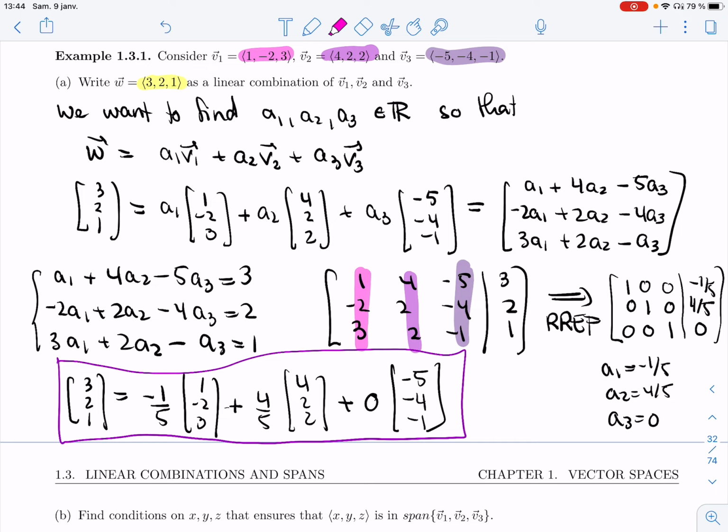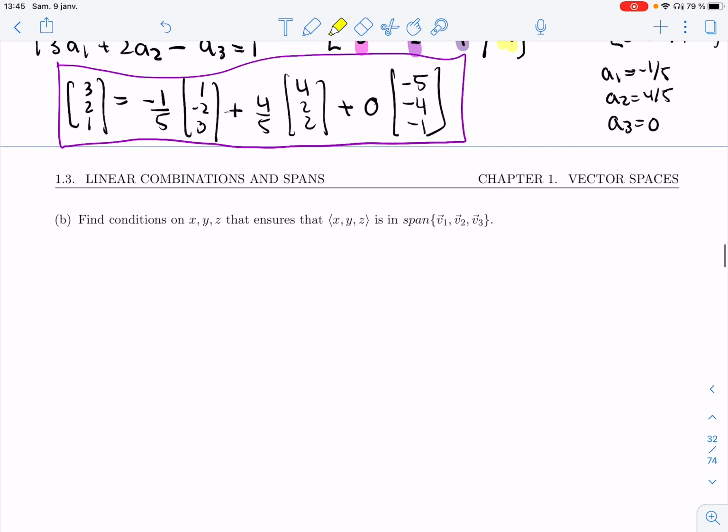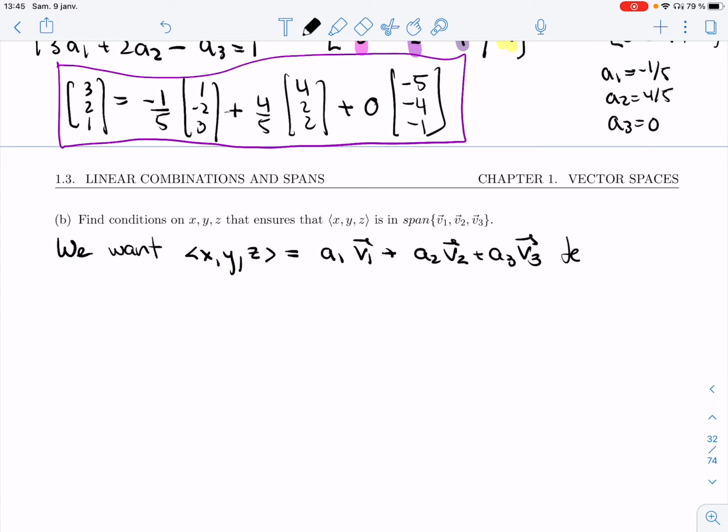So if you do it in Rn, it's pretty simple. You put your generators, the collection of vectors that you're given, as the first three columns, and then the one you want to build ends up being the constants. All right, so let's see how that works in the third case. I want to find conditions on x, y, z that ensure that (x, y, z) is in the span. So really we're asking when (x, y, z) can be written as a linear combination of the three vectors. So we want this to be consistent.